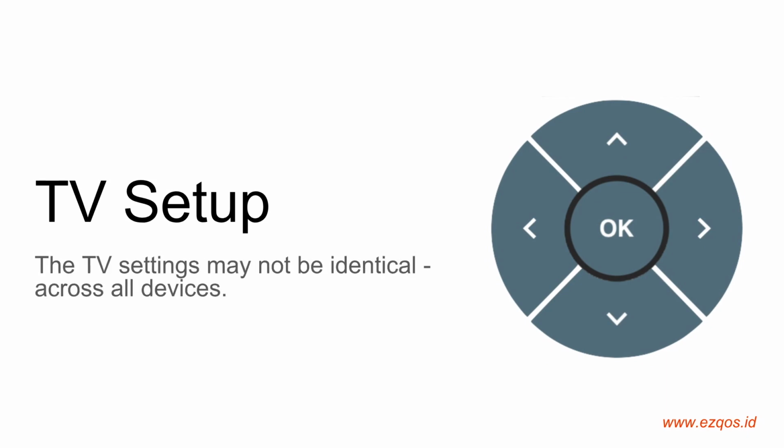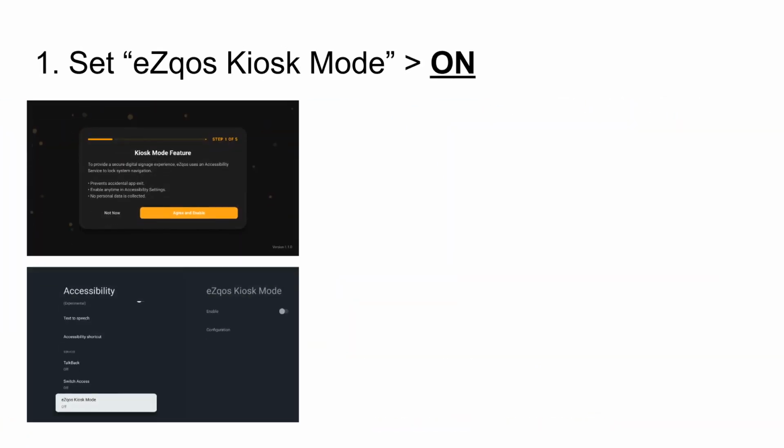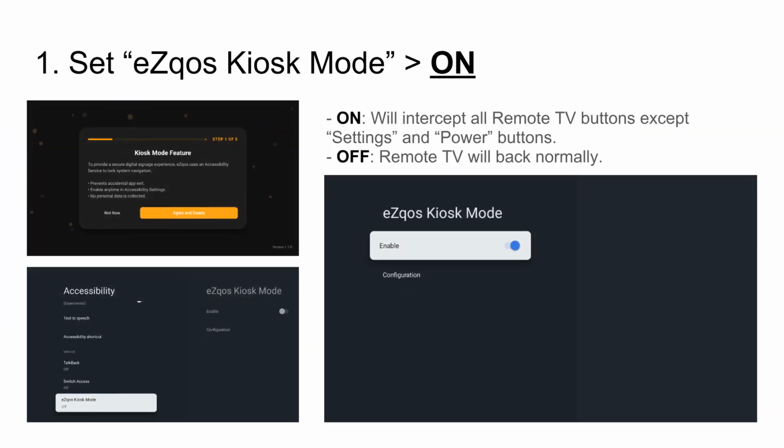This video guides you through the TV setup process for eZqos. Note that TV settings may differ across devices. First, set eZqos mode to On. This intercepts all remote TV buttons except Settings and Power. When off, the remote will function normally.